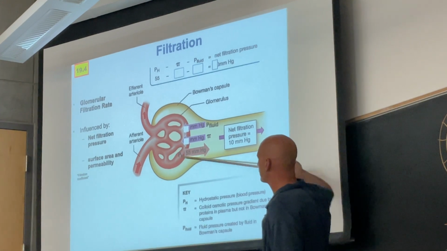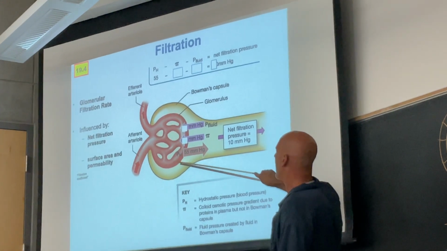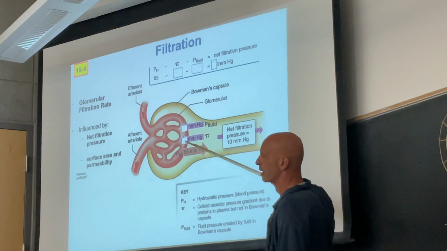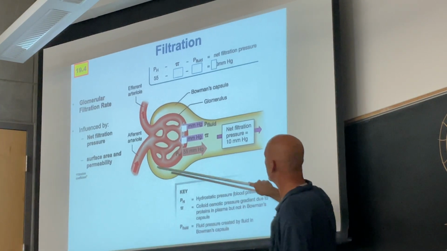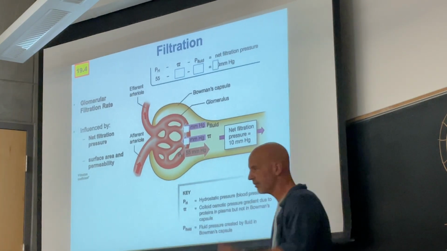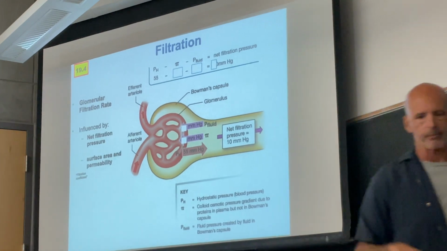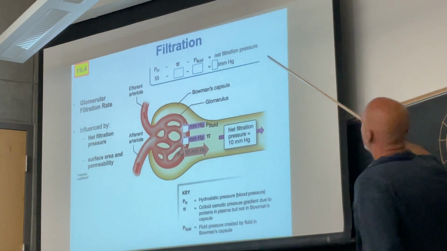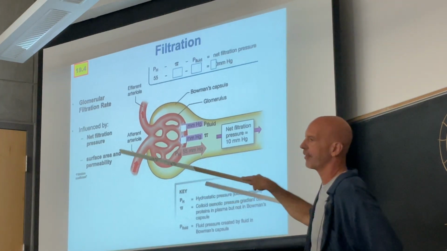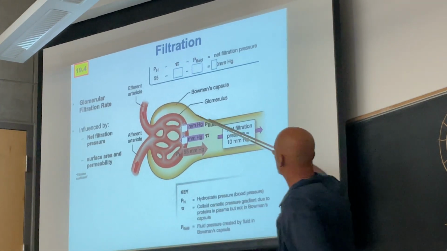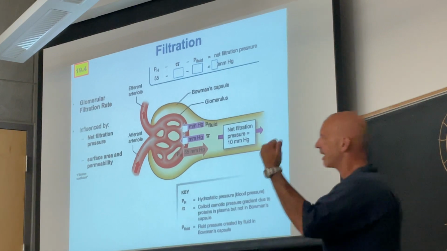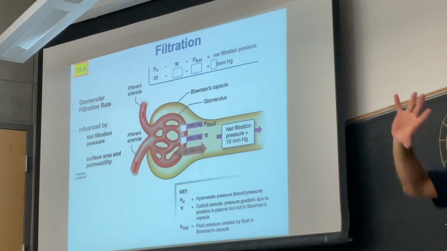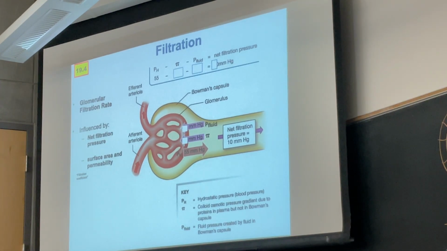A lot of filtrate is being pushed through by hydrostatic pressure, 55 millimeters of mercury of pressure forcing that out. However, that isn't the ultimate pressure. The net filtration pressure is going to be balanced by other things opposing it. These two purple ones are what's opposing it. Anybody remember anything about capillaries? What might be opposing? What would cause absorption?